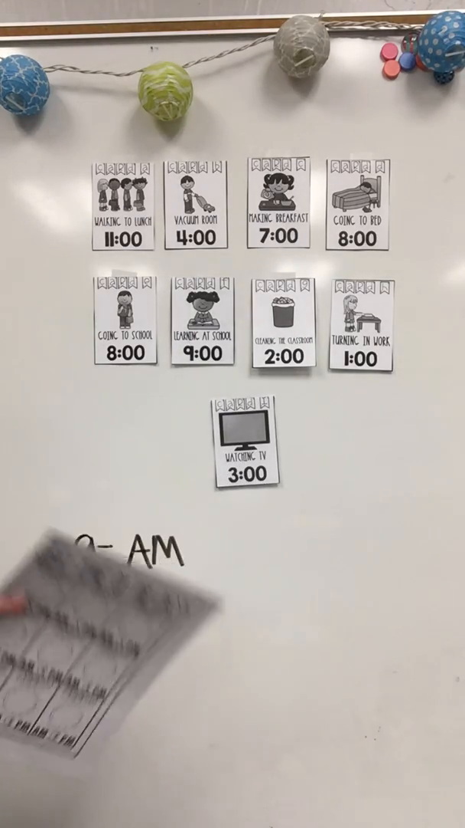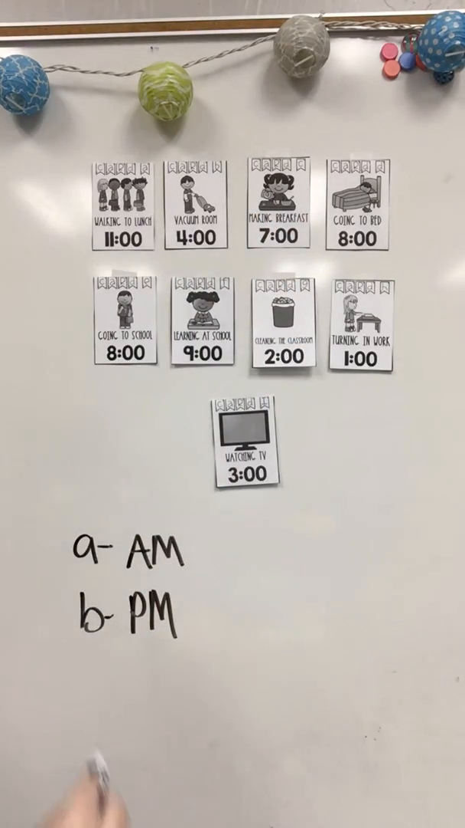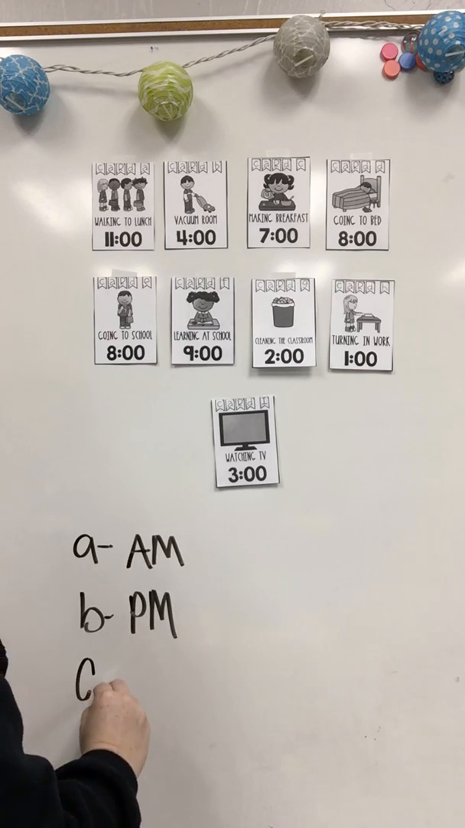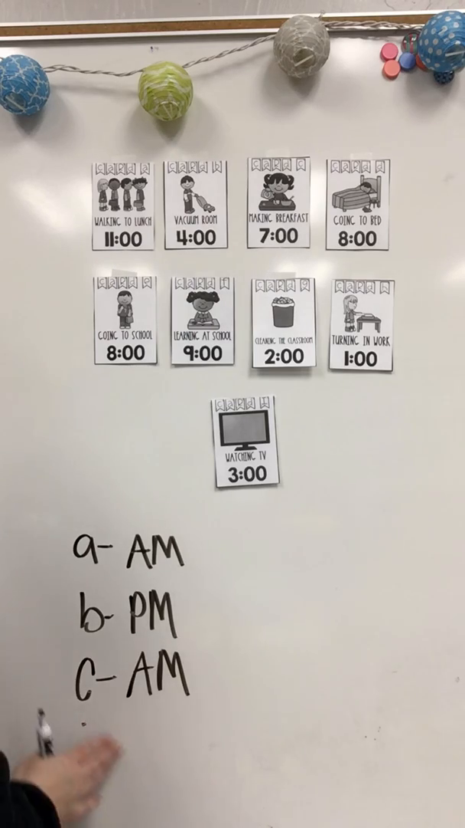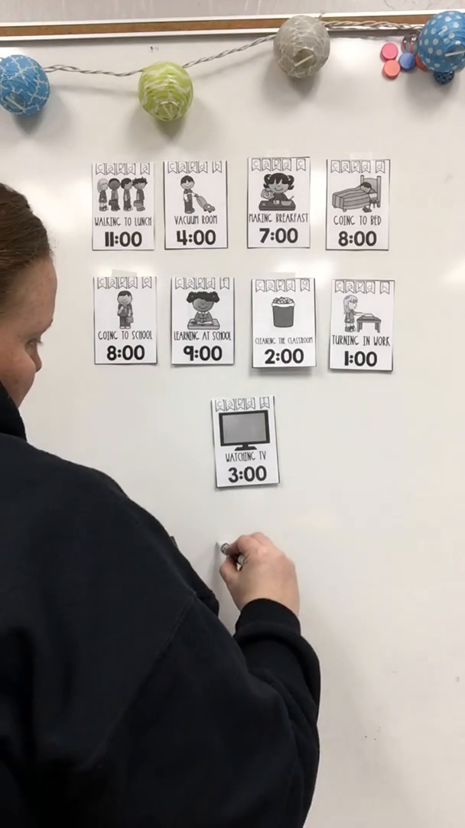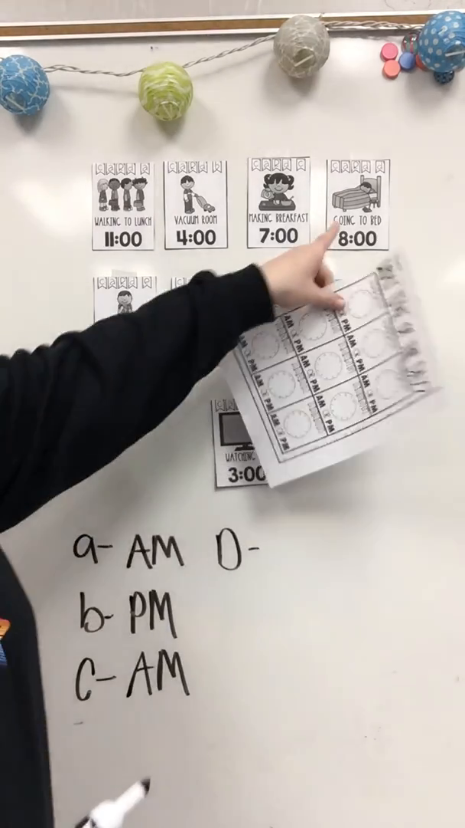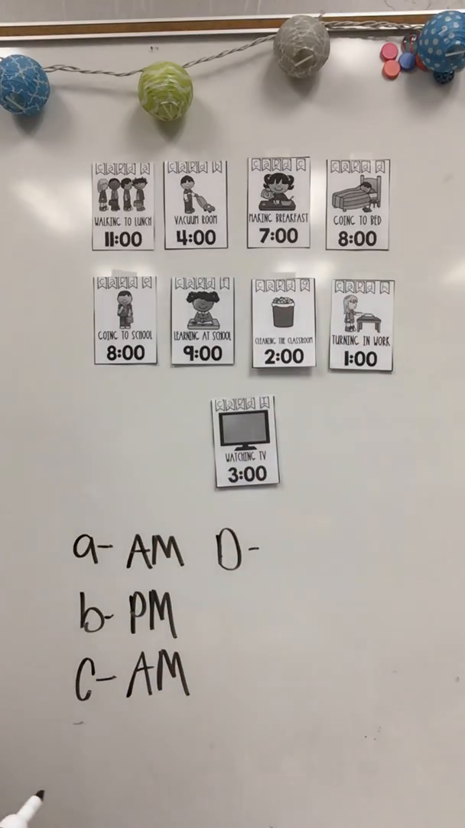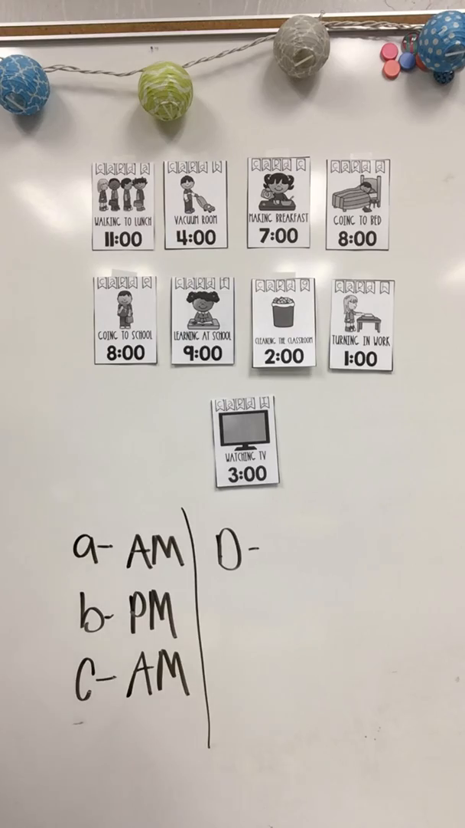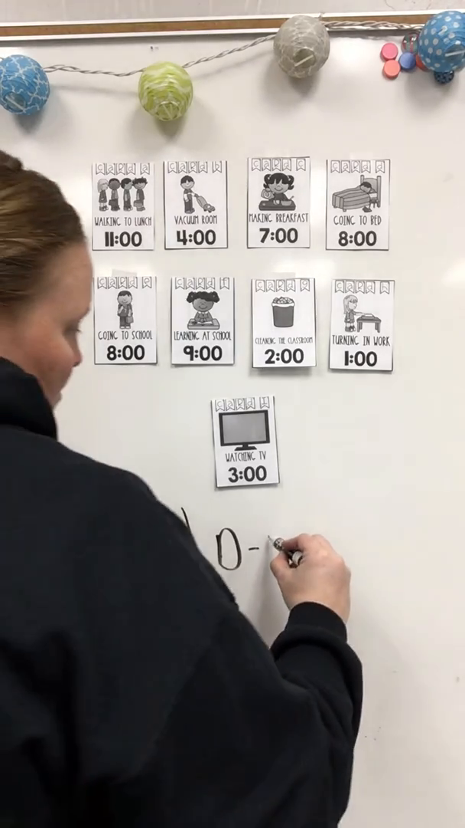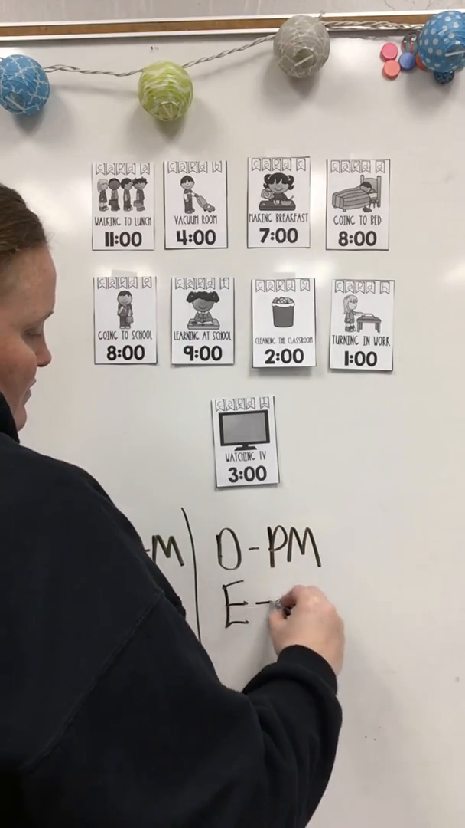Okay, card C says making breakfast, 7 o'clock. So we know we make breakfast in the morning time, which is a.m. Oh, you can't see D. Let me move it here. Okay, card D. Going to bed, 8 o'clock. So you're going to be going to bed in the morning or the evening? In the evening, which is p.m. So you'll circle p.m. on that one.